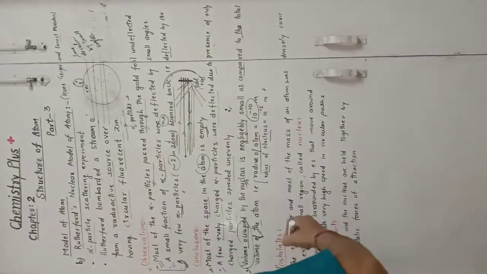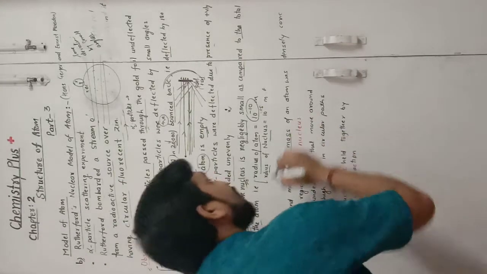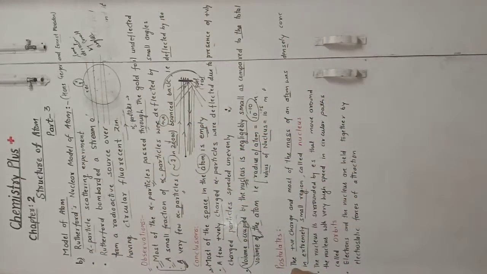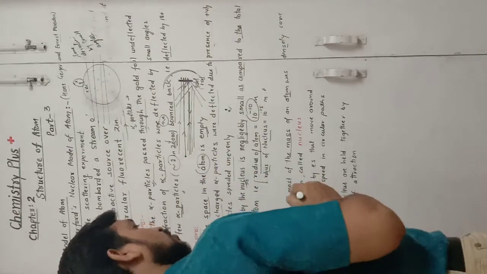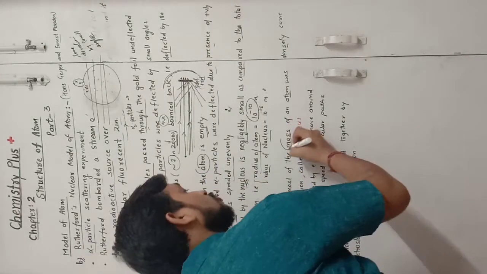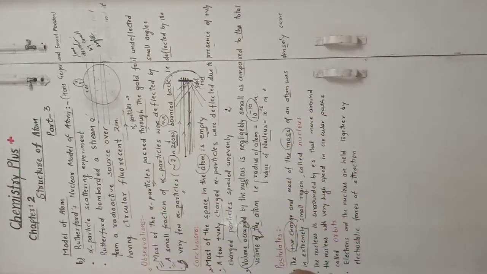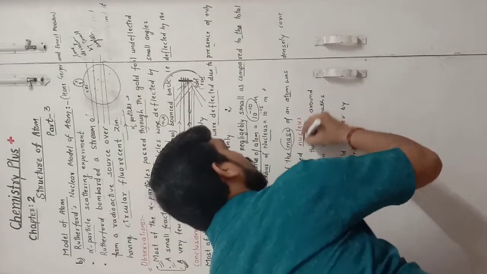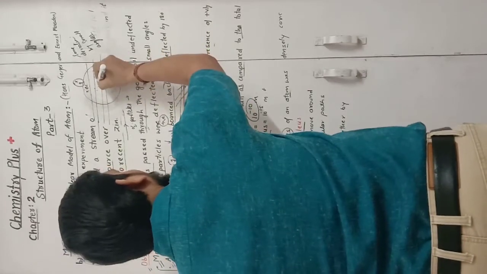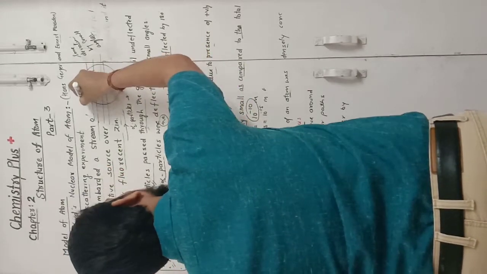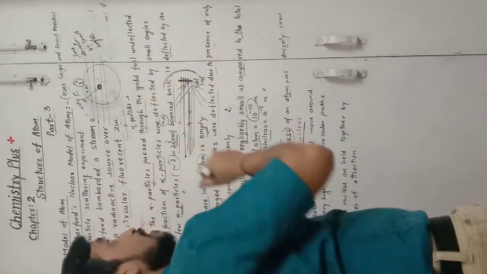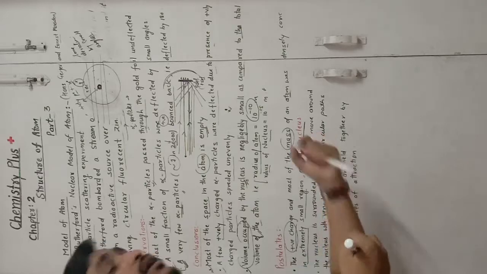The very first postulate is that the positive charge and most of the mass of an atom is densely concentrated in an extremely small region, which is called the nucleus. As I told you in the previous point, the mass of an atom as well as the positive charge of an atom is considerably present in a very small region, which is termed the nucleus. Means in an atom, the very small region consists of the positively charged particles, that is the protons, as well as most of the mass, which means along with the neutrons, in the small region called the nucleus.